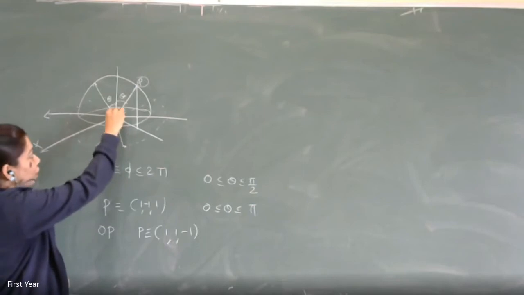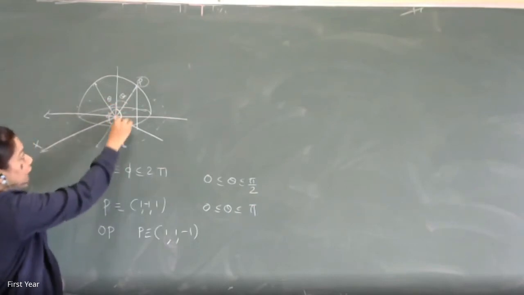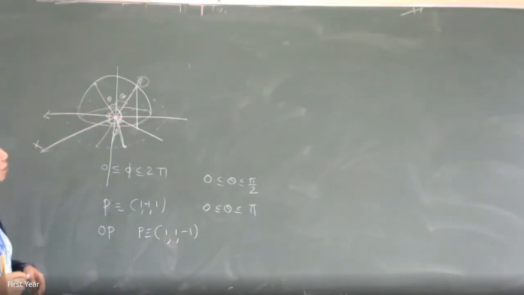So the point will be here. You join the origin to the point P. So what is the angle? This is the angle. And is it more than 180? No. It is an obtuse angle but less than 180. Are you getting it?